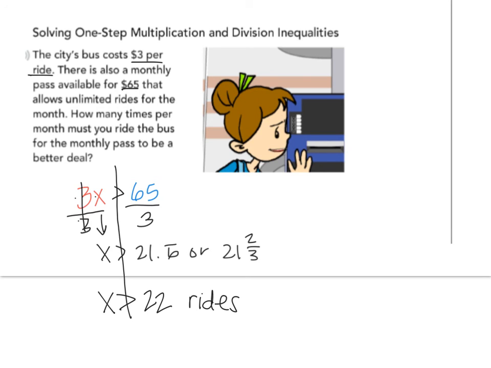So I had to round up because I couldn't go 2/3 of a ride. I couldn't go 0.66 of a ride. I could only go the entire way or no way at all. And 0.666 will round up to 22. So I have to ride 22 times in 1 month in order for the monthly pass to be a better deal. That's what this is telling me.